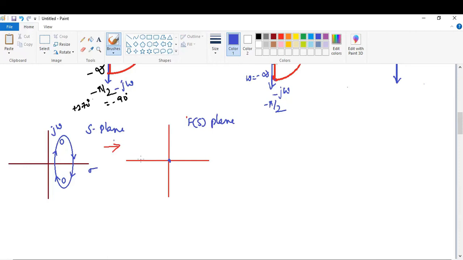As I told you, the Nyquist plot consists of encirclement of the origin. See here, there are two zeros, and these two zeros are located on the right side of the S plane, and they are enclosed by this Nyquist contour. The corresponding contour can have two encirclements of the origin.